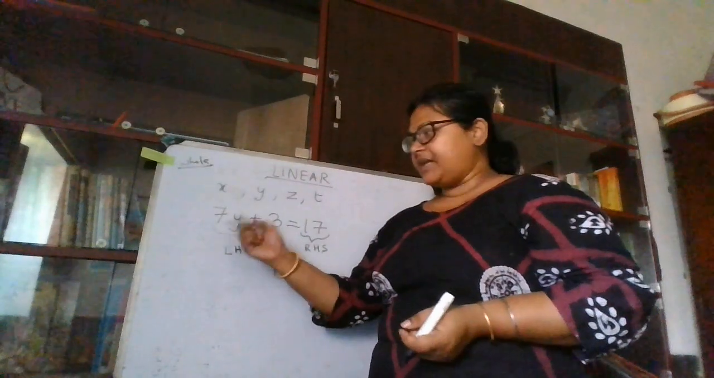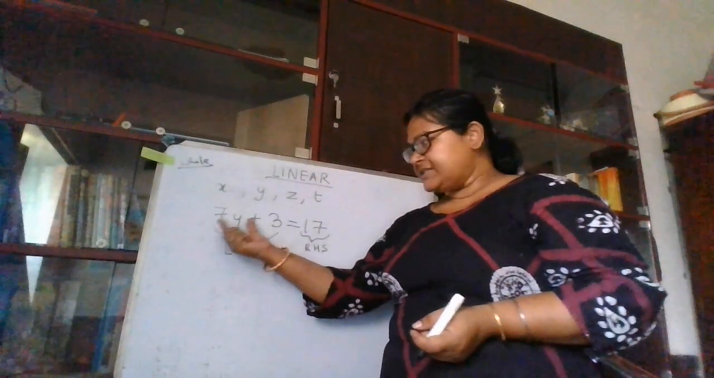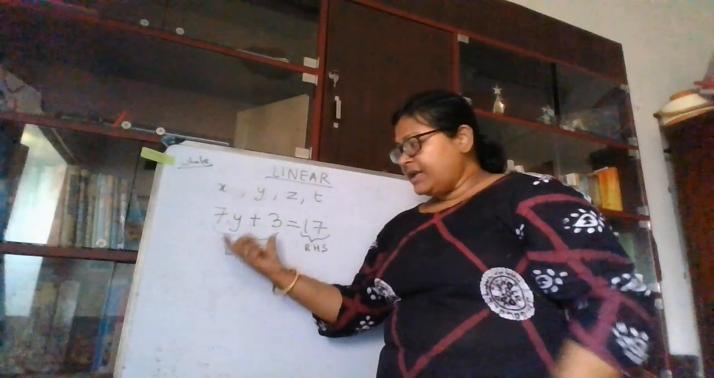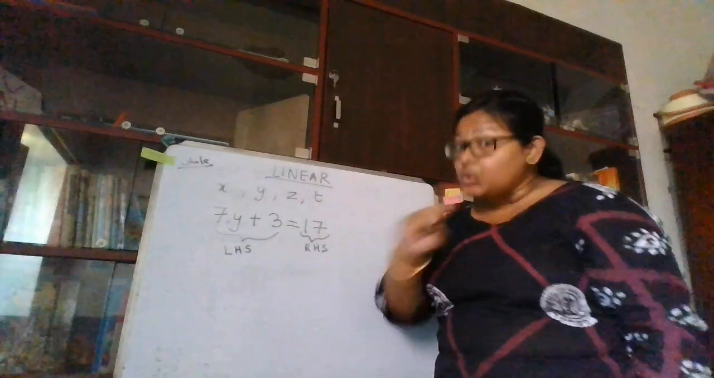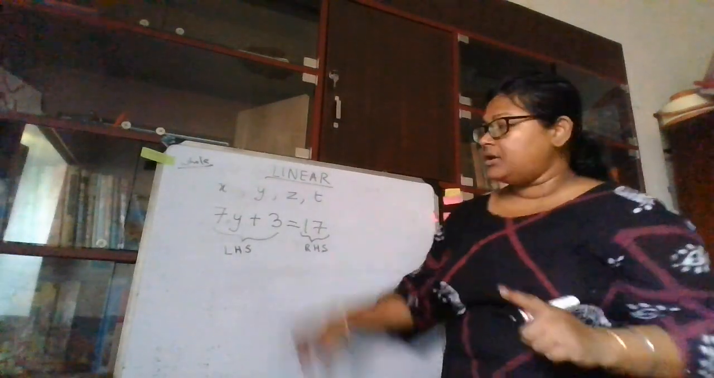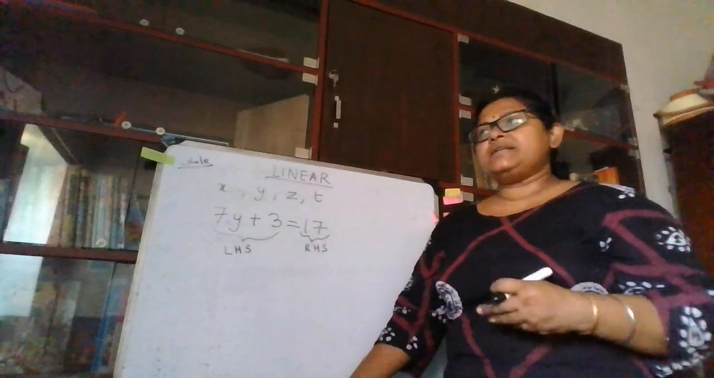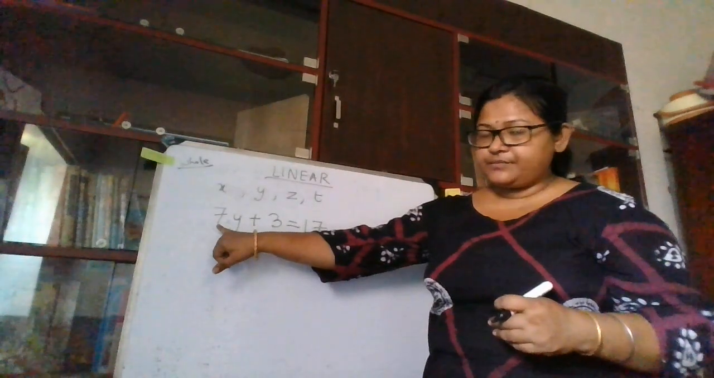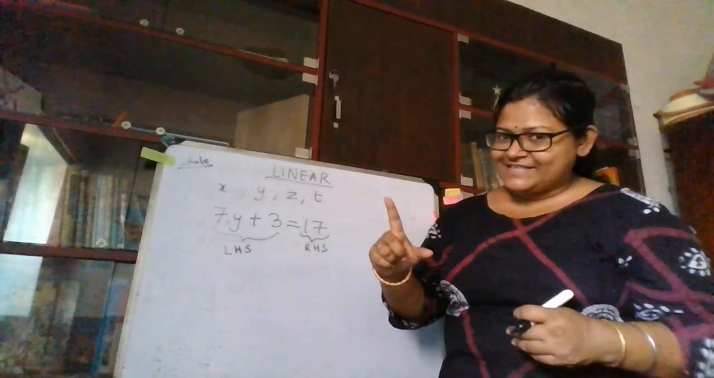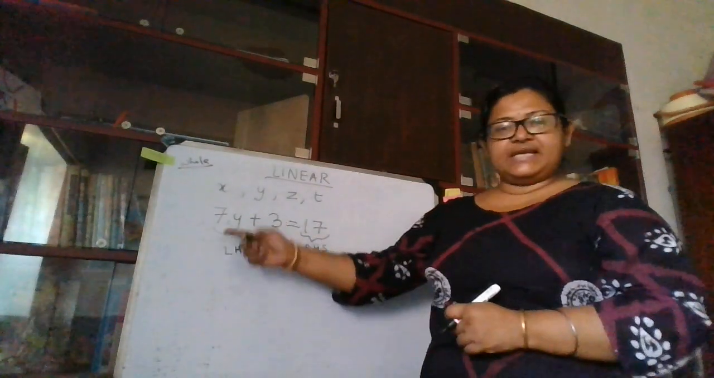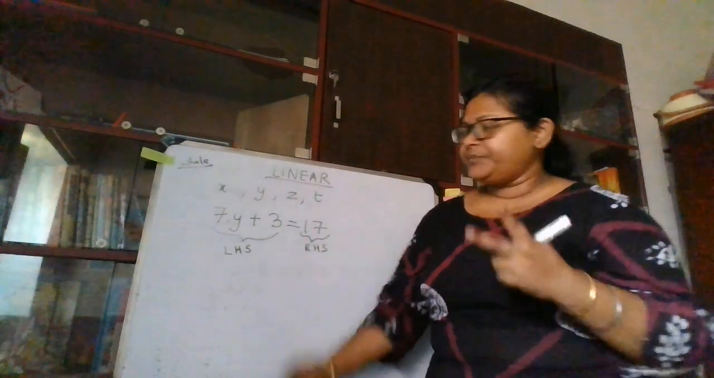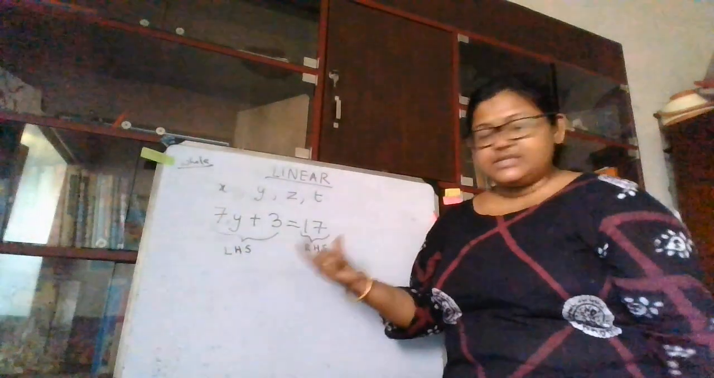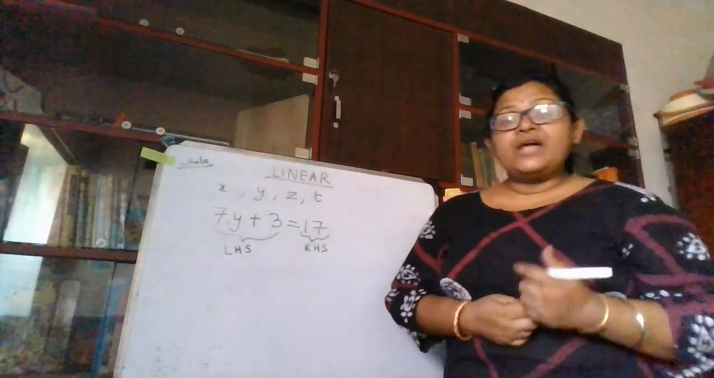If y is 1, that means 7 into 1 means 7. 7 plus 3 is equal to 10. Left hand side is equal to 10. Is it equivalent to the right hand side? No. That means y is not 1 in this case. Let's try 2. If y is equal to 2, that means 7 2s are 14. 14 plus 3 is 17. Yes, that means in this case the value of y is 2. The left hand side becomes 17, and the right hand side is already 17. Here you can see the left hand side is equal to the right hand side.